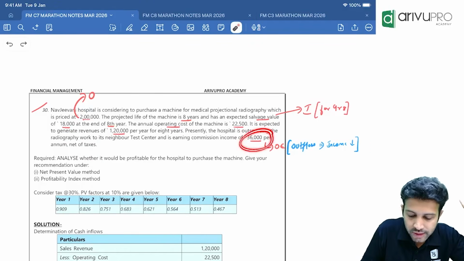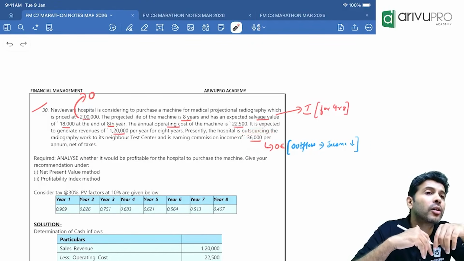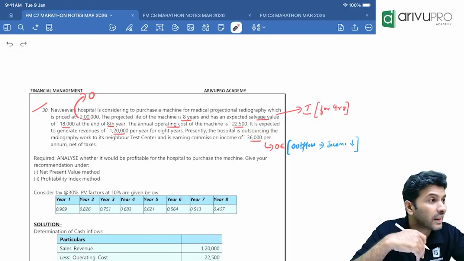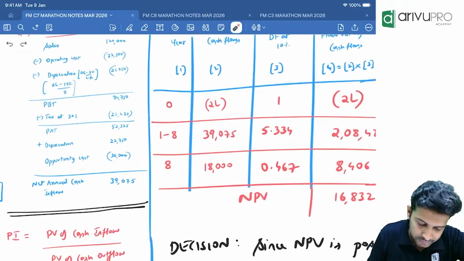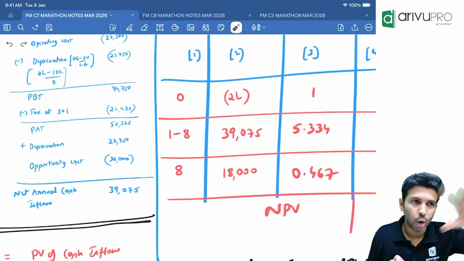Okay. And now 36,000, do we take it as a positive number or negative number? Negative. Why? One income we are losing, one benefit we are losing. So 36,000 will be considered negative. Yes, negative. O over W.